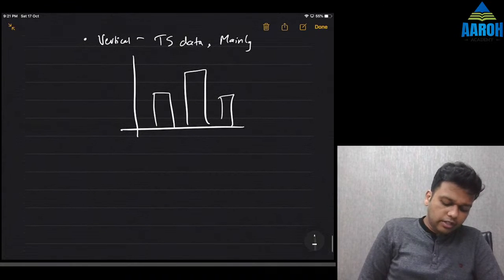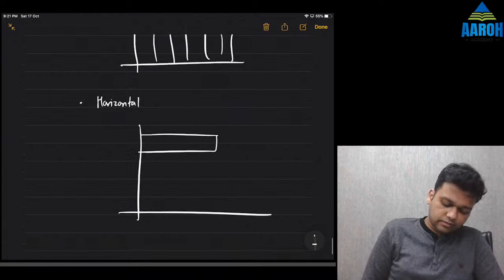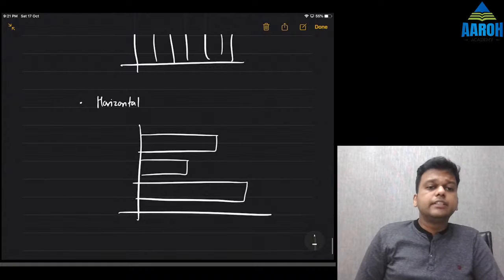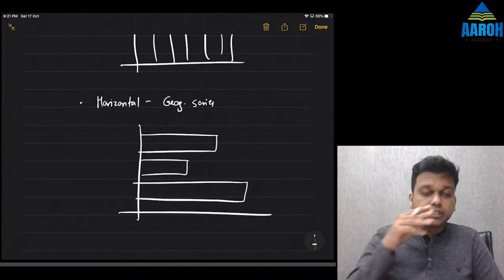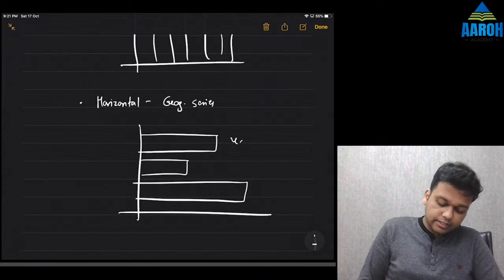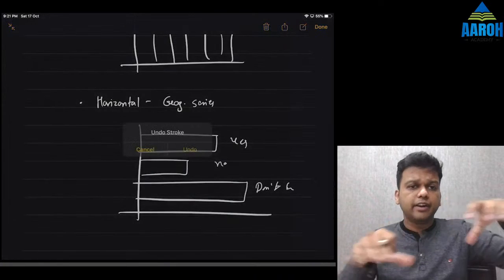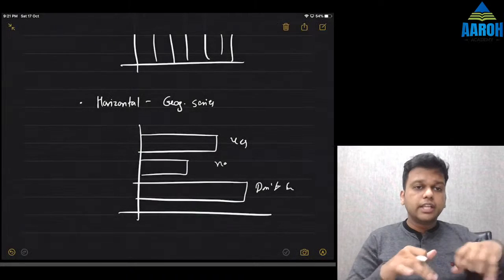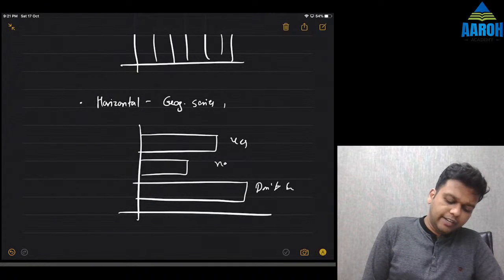And horizontal bar diagram is generally used. Horizontal bar diagram means like this. This is generally used for geographical series data. You might have seen polls on TV. Yes, no, don't know, right? That is geographical data, that is spatial data, data divided over space. So there we can use horizontal bar diagram, or it is also used for qualitative data.